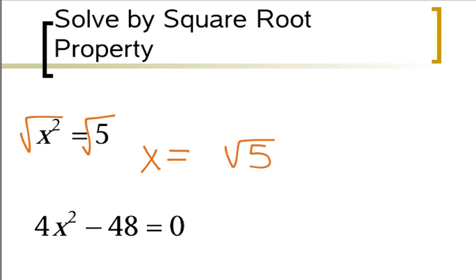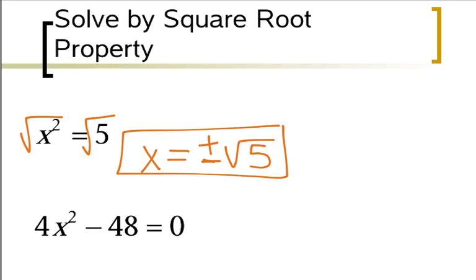Now technically, you get the square root of 5, the positive one, and the negative square root of 5. There's 2 square roots of 5, because if I squared positive square root of 5, I would get 5. If I had the negative square root of 5, if you square it, you'd also get positive 5. So whenever you're solving by square root method, you should get 2 answers, one positive, one negative, plus or minus.